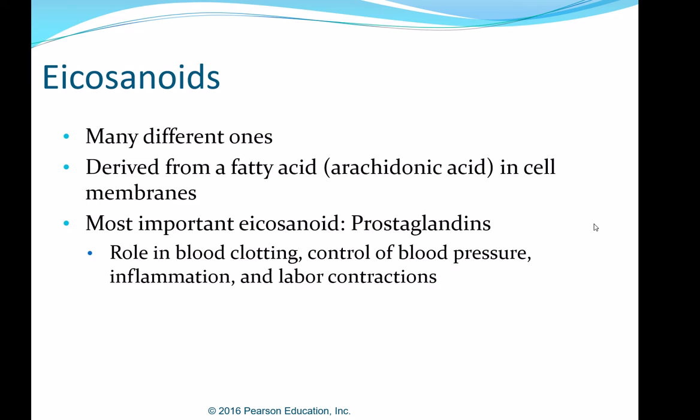Eicosanoids are the last of the lipids that we'll look at, and there are a bunch of different eicosanoids. They're all derived from a particular fatty acid that we find in our cell membranes, and one of the most important ones is something that we call prostaglandins, and they play a ton of different roles throughout the body. They help in blood clotting, labor, inflammation, blood pressure, just a whole host of other roles in the body. And that is the end of carbs and lipids.